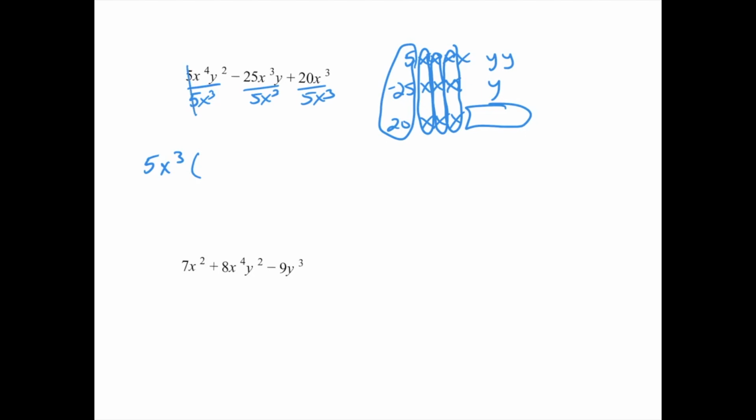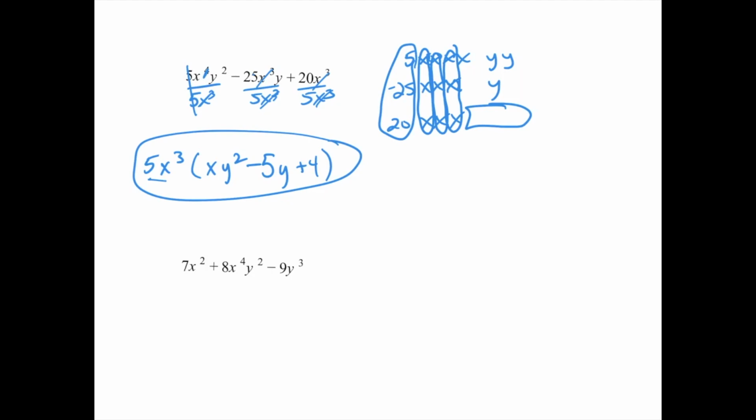So the first one, the 5's cancel. There's a y squared, and all the x's but 1 cancel, so it's x y squared. And again, we can double check, 5x cubed times xy squared would be 5x to the fourth y squared, so we're good. Okay, the second one, negative 25 divided by 5 is negative 5. The 3 x's on top, 3 on the bottom cancel, leaving just the y. And then for the last one, 20 divided by 5 is 4. There's 3 x's on top, 3 on the bottom, so it just stays like that. And again, we can multiply to check our work.